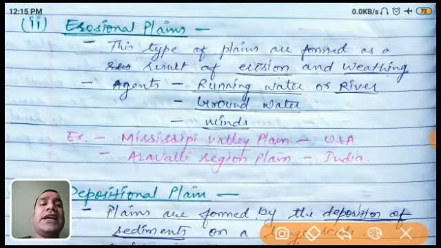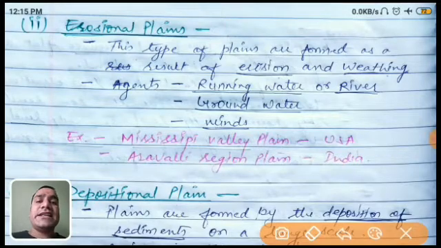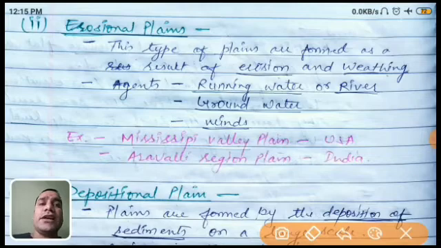Next one is the erosional plain. First we have seen the depositional plain; the second one is the erosional plain. By the name you can easily understand what it is. Erosion means by weathering or by erosion, the sediments are transported or start eroding. This is called an erosional plain. So the plains formed by erosion are called erosional plains.